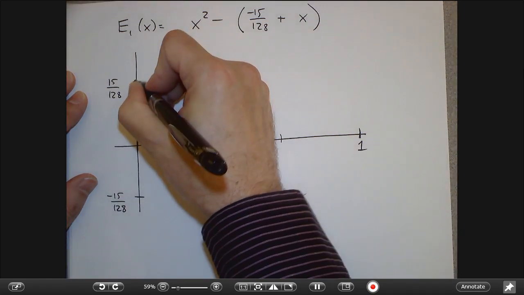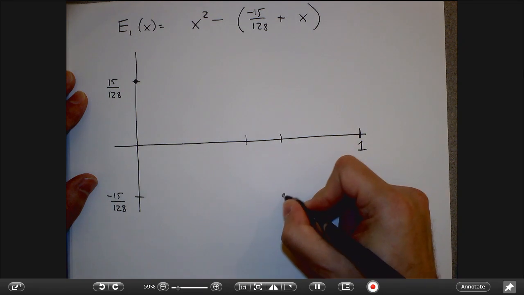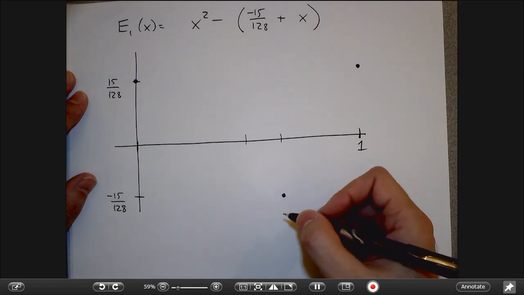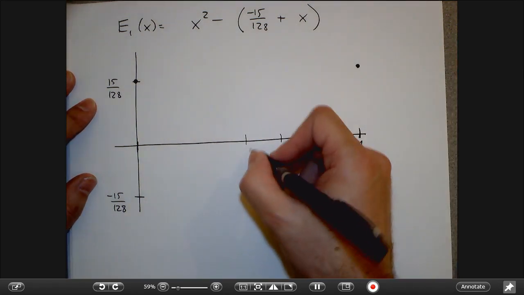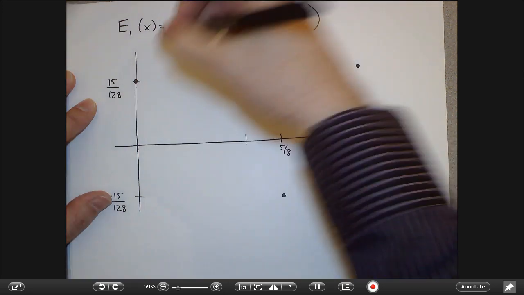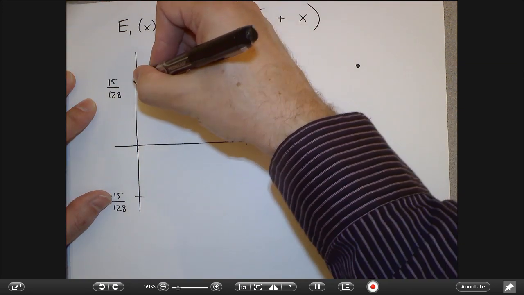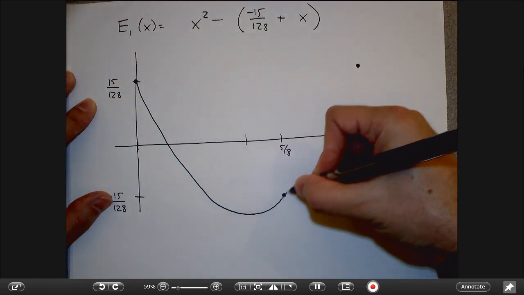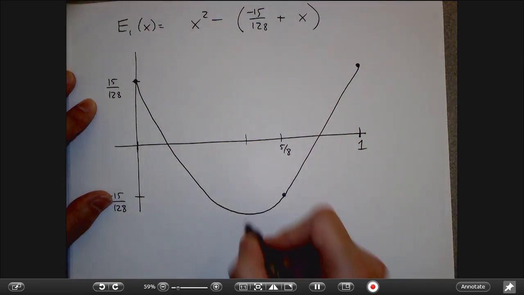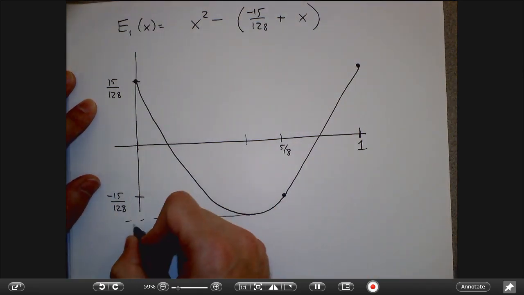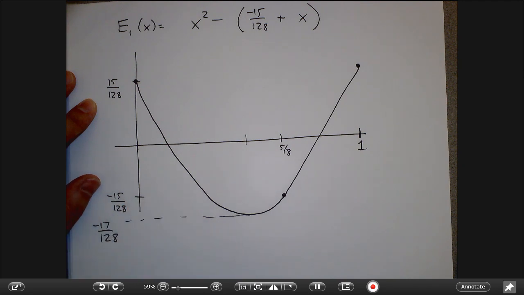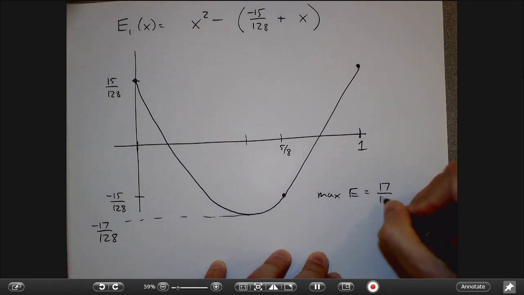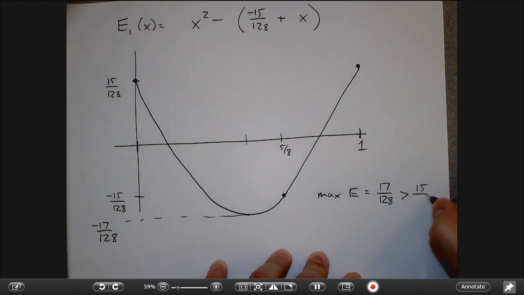So I was able to get this value here, and this value here, okay? And now if I connect the dots again, if I figure out what the actual response is, it turns out that it looks like this. So I'm getting a little bit closer, but the error at 1/2 is lower than the error at 5/8. Okay? So this error is still bigger. And this turned out to be minus 17 over 128. So the maximum error is equal to 17 over 128, which is still bigger than my delta.